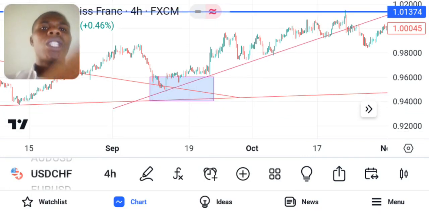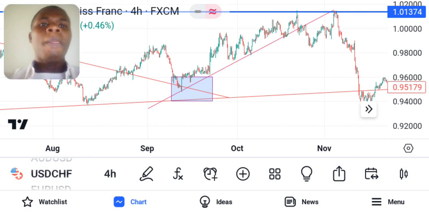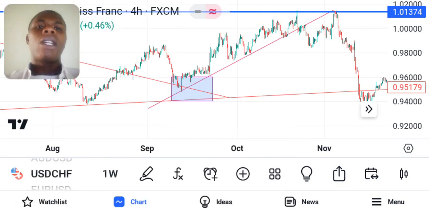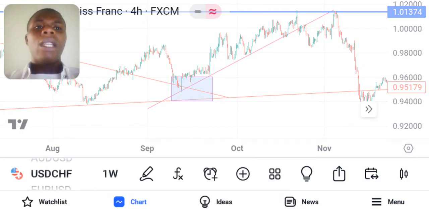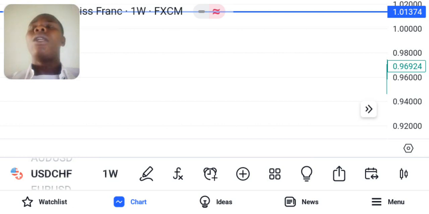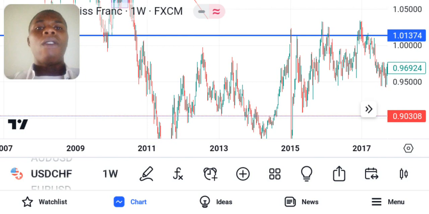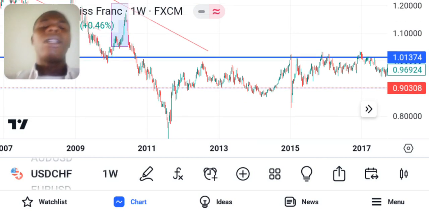Now let me quickly say this. Top-down analysis means once the weekly time frame opens, it takes one week for each of these candles to form. For the daily time frame, it takes one day for each candle to form, and for the 4 hours, it takes 4 hours for each candle to form. Going to the 4 hours is cool, but I would rather say understand what the weekly is saying.